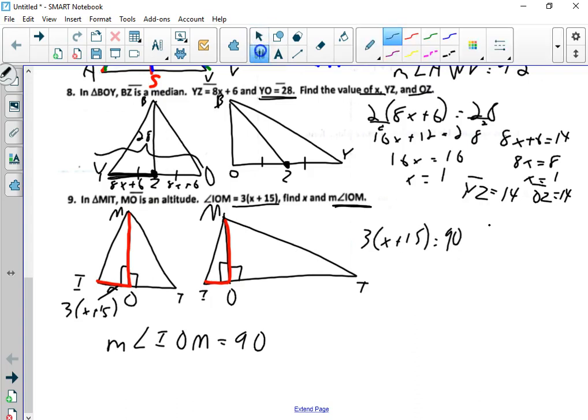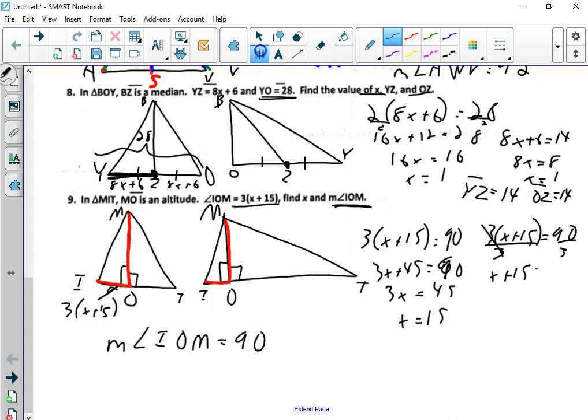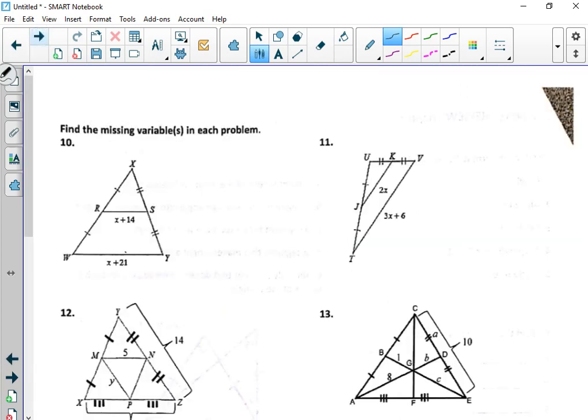I'm actually going to do this twice. Same way as the previous one. I can distribute my 3 and get 3x plus 45 equals 90. Subtract 45, divide by 3, and I get 15. Or, since 90 is divisible by 3, bam, x plus 15 equals 30, and then subtract. Either way I get 15, makes no difference. Okay? So, I have my answer. X is 15.